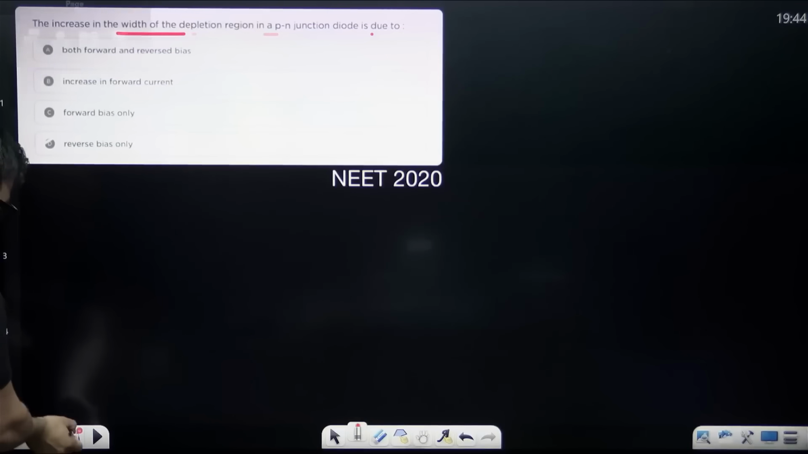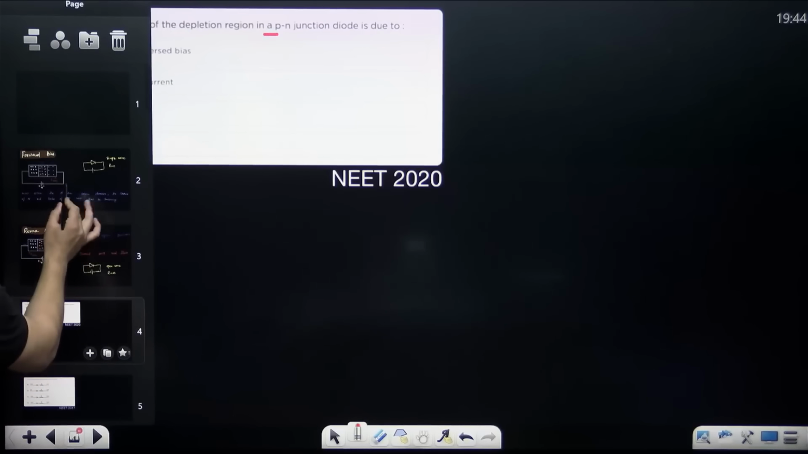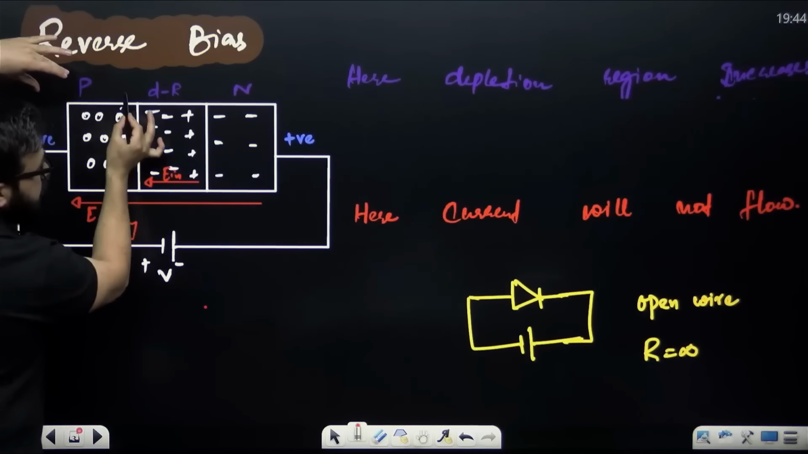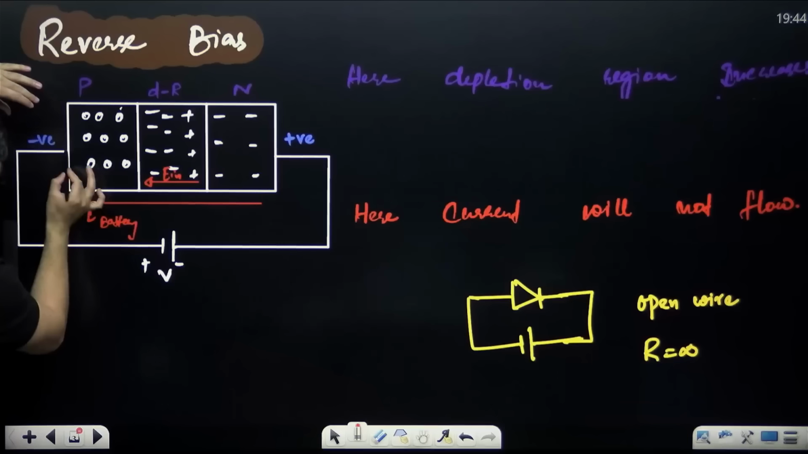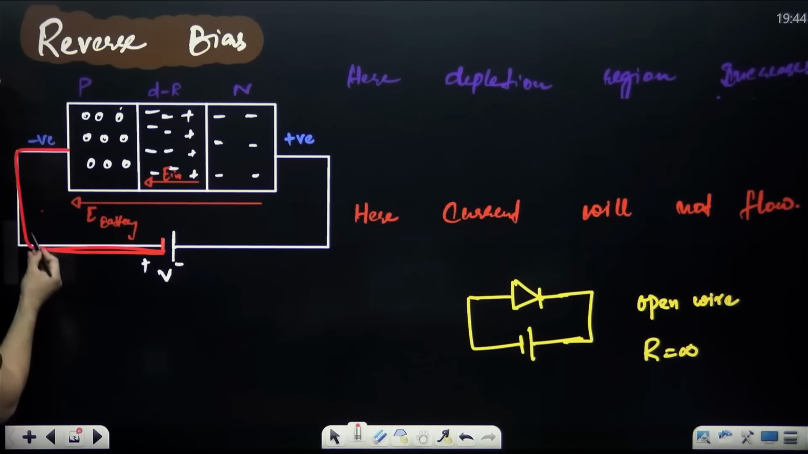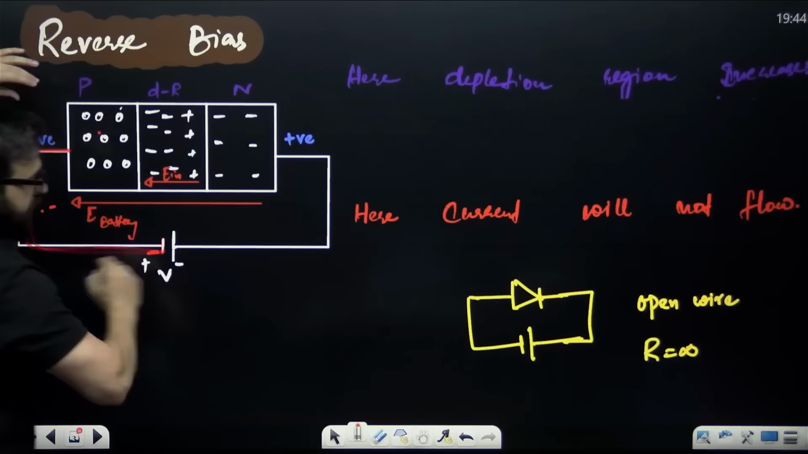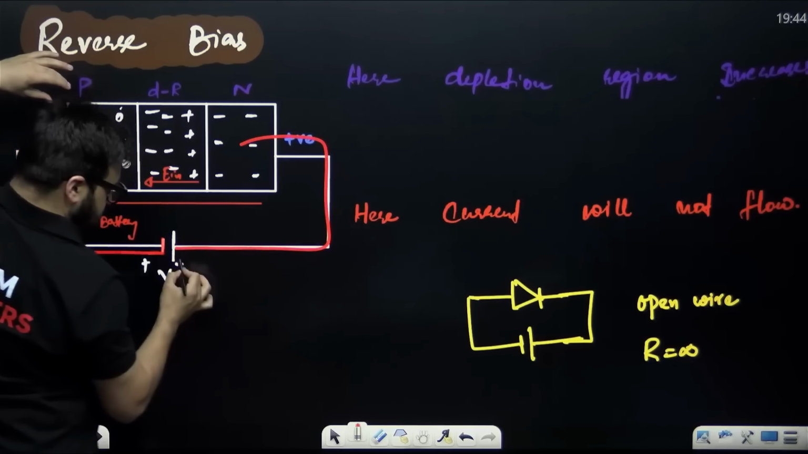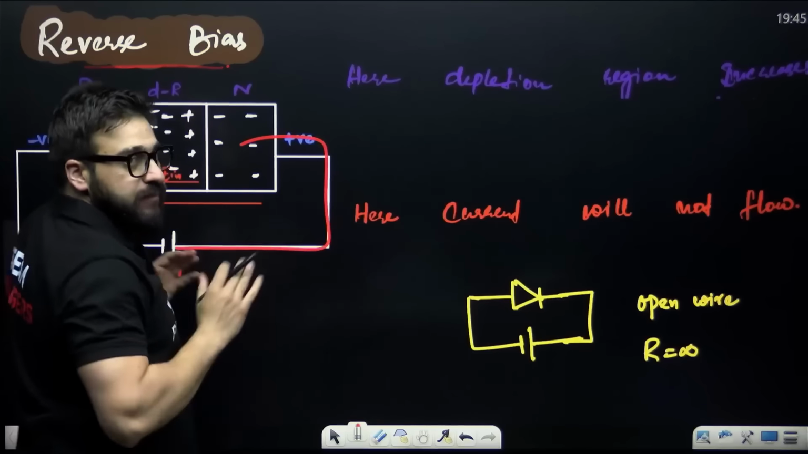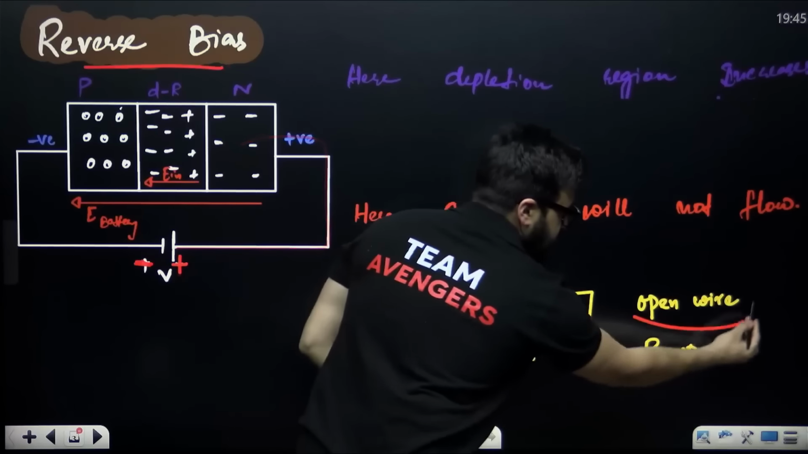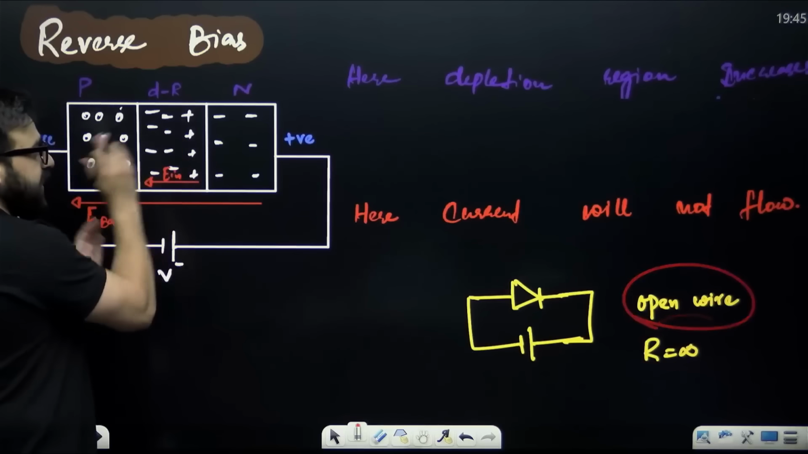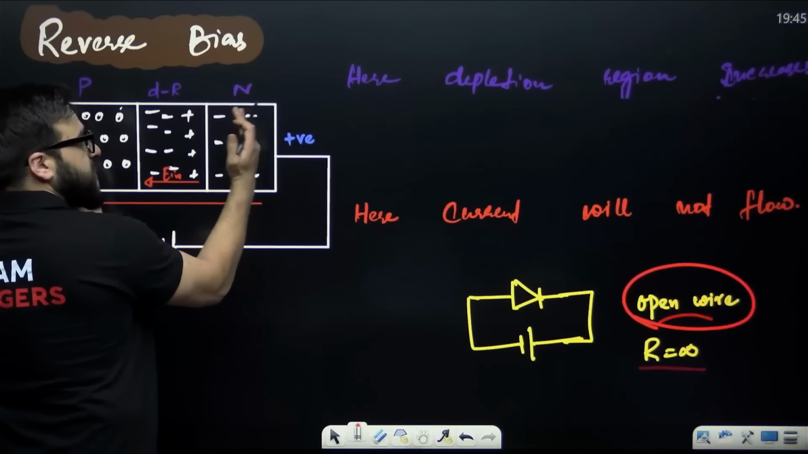my dear NEET aspirants, in the reverse bias. This is in the reverse bias. Let me just show you first reverse bias. This is the P-type semiconductor. This is N-type semiconductor. If negative terminal is connected to P side and positive terminal is connected to N side, this is what we call reverse bias. In case of reverse bias, it behaves like an open wire and resistance is infinity. And my dear NEET aspirants, we say here depletion region increases.